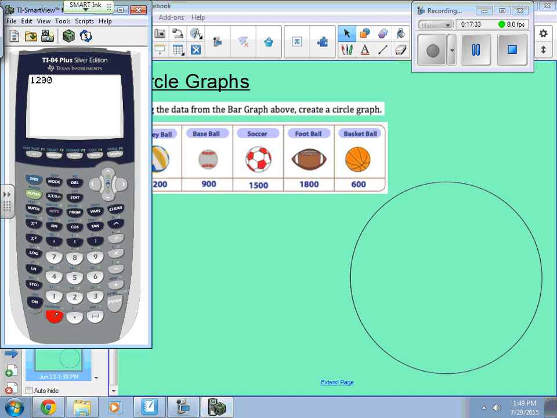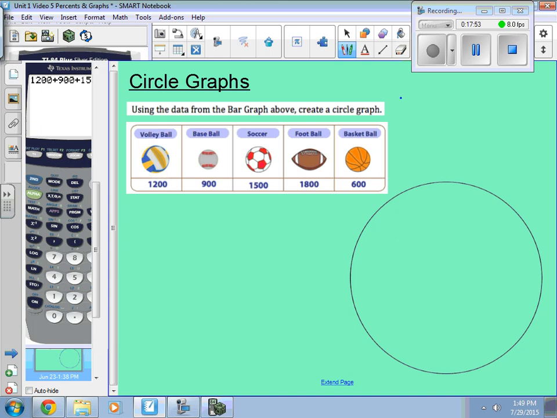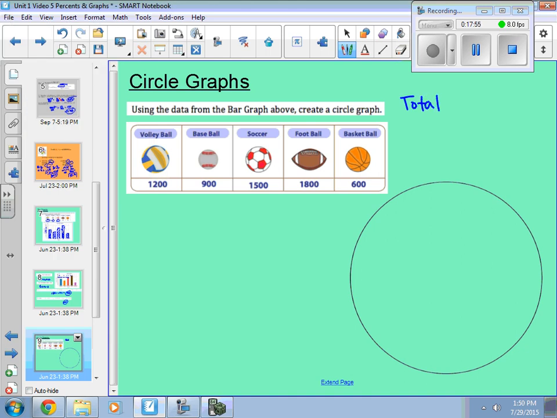So if we take the 1,200 people who said volleyball, 900 for baseball, 1,500 for soccer, 1,800 for football, and 600 for basketball, and add them all up, we see here that the total is going to be 6,000 people in the survey.